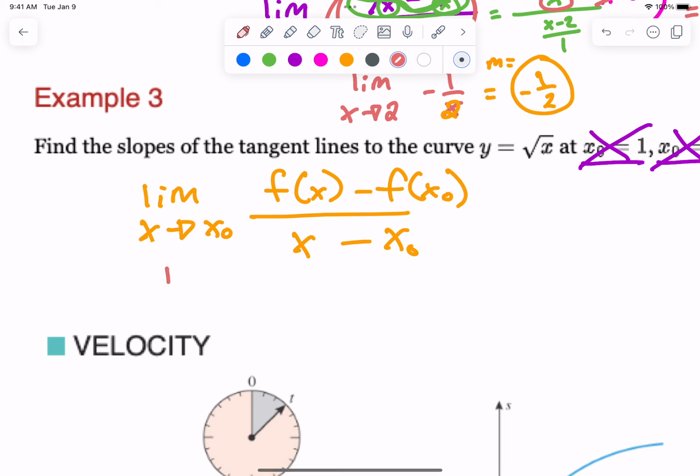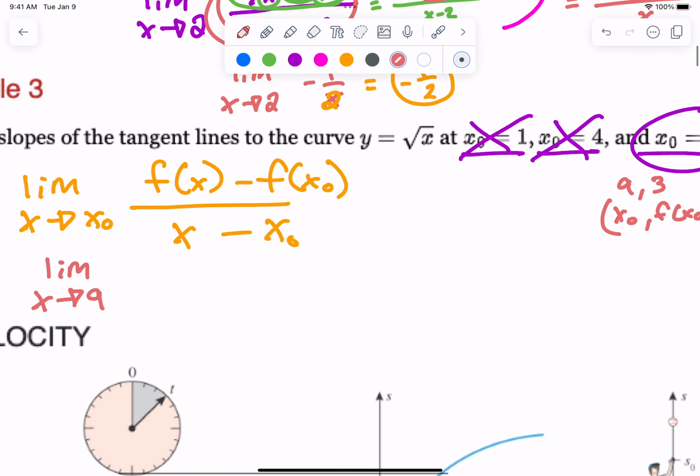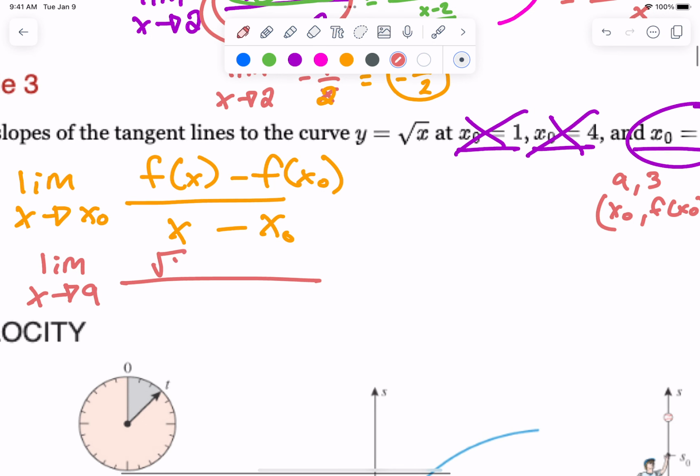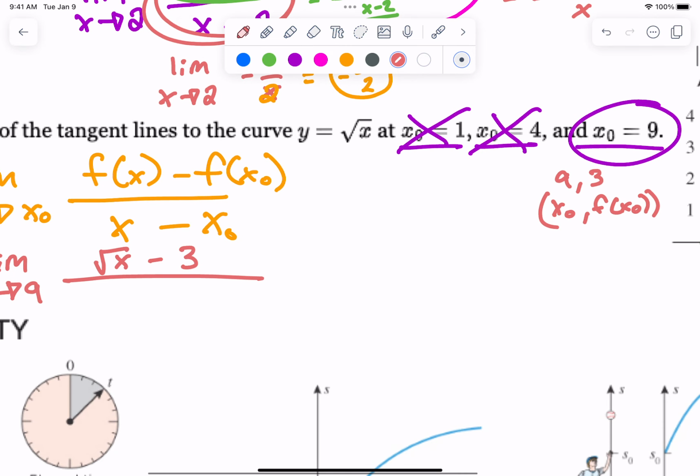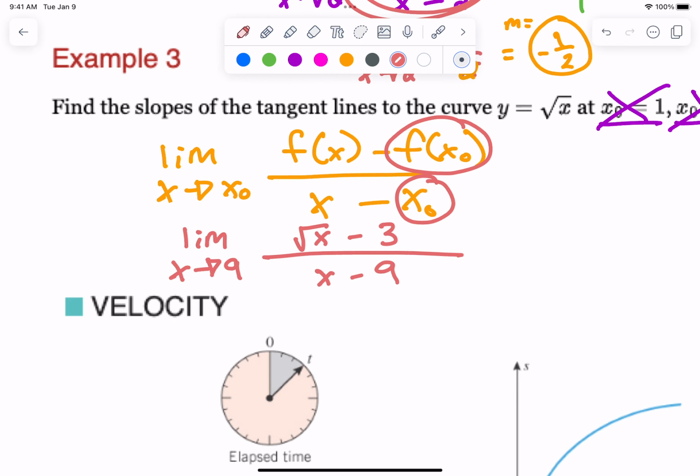Now let's fill stuff in. The limit as x goes to x naught, which is 9, of f of x, which is the square root of x, minus f of x naught, which is 3. That's the y coordinate. This is the x value. Over x minus 9. And we want to do that stuff to it. We can square the top, which would make it x minus 9.